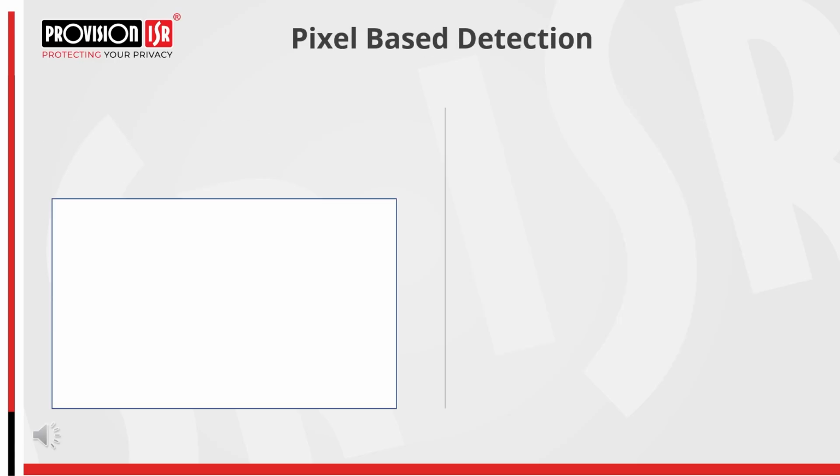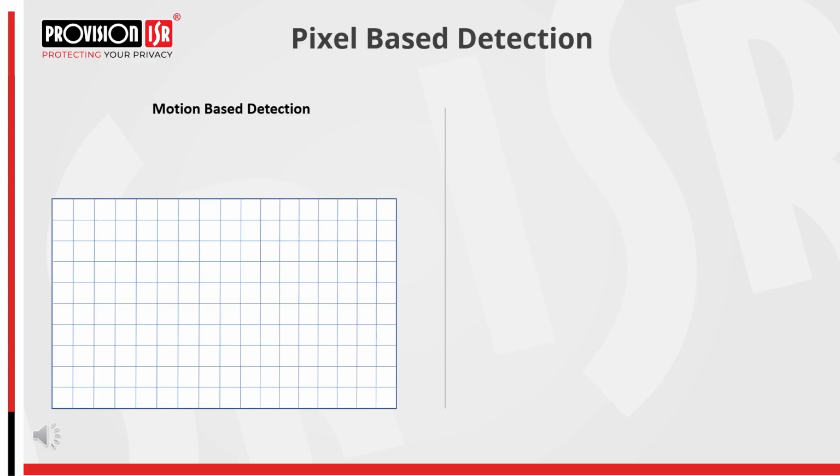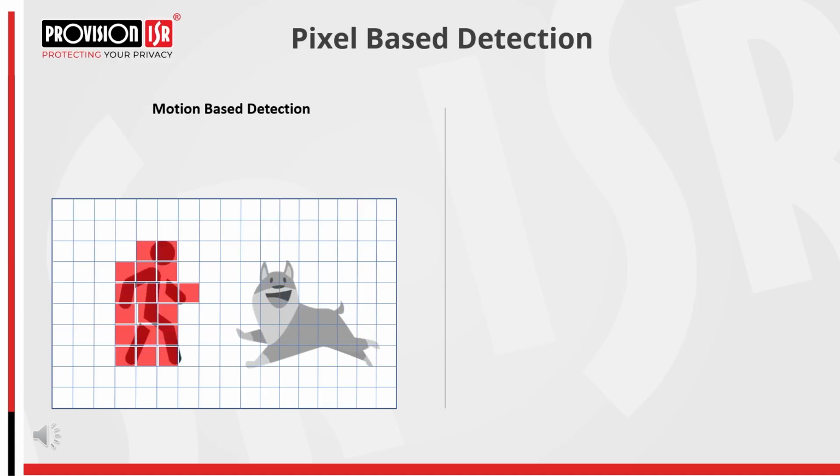Motion detection can be enabled on the camera to identify changes in pixels within the video frame. The frame is divided into multiple small areas called regions of interest, or ROIs. Each ROI monitors pixel changes, which may indicate localized object movement within the scene.